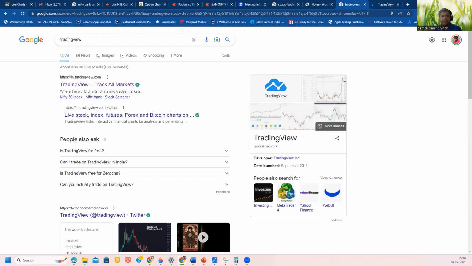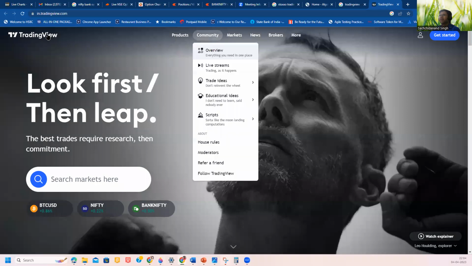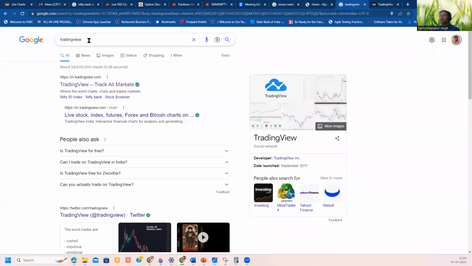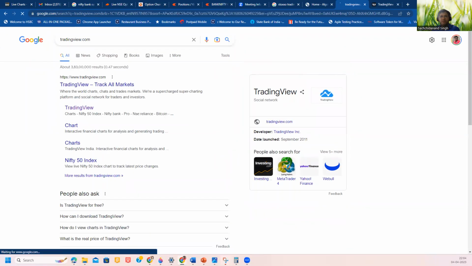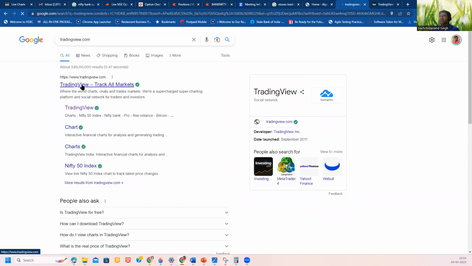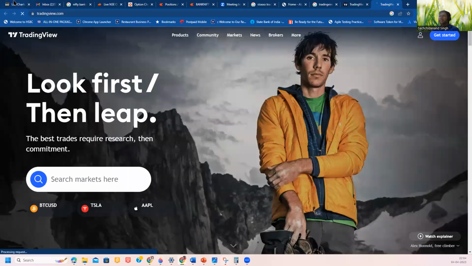Can you please type in the chat box how many of you are already using either tradingview.com or investing.com? Okay, so I'm assuming that no one is using TradingView or investing.com for chart analysis. Or is there anyone using any kind of charting platform to do the analysis?